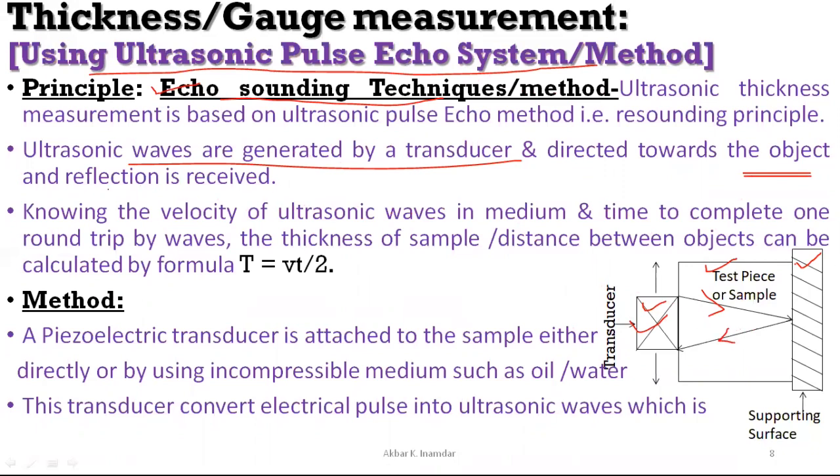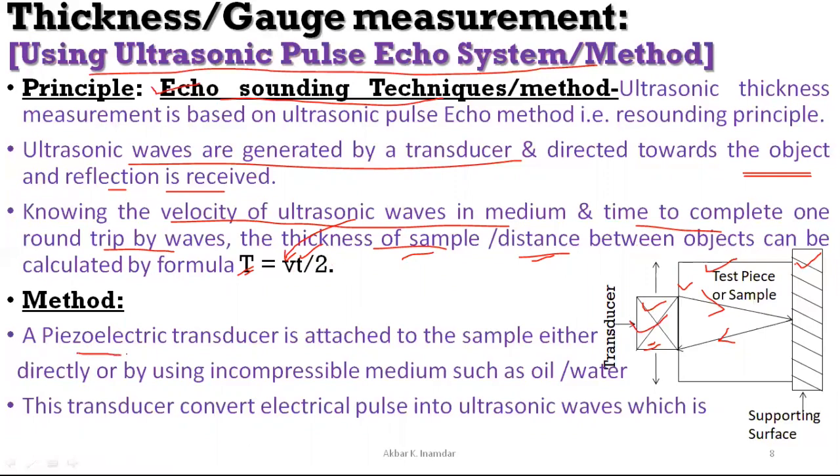these reflections are received, then sensed again by the transducer. And by knowing the velocity of the ultrasonic wave in the medium, meaning the sample, and the time to complete one round trip, we can easily calculate the thickness of the sample or the distance of the object from the source.